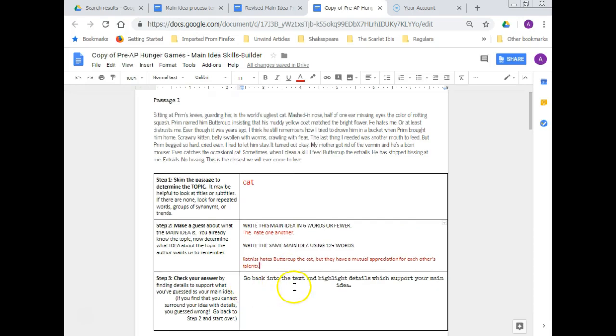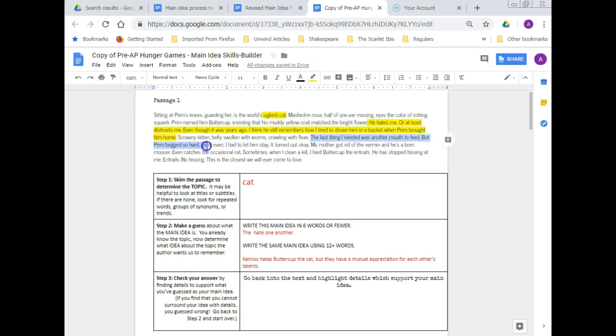So now we just go back into the text and highlight details which support our main idea. We're trying to prove that Katniss hates Buttercup the cat and that they have a mutual appreciation for each other's talents. Okay, so first of all, she calls him the world's ugliest cat, which I think is not very nice. Then she describes him. That's why he's ugly. We've got he hates me, or at least distrusts me. And then we can keep going. Even though it was years ago, he still remembers how I tried to drown him. So I think all that supports the fact that they don't like each other very much.